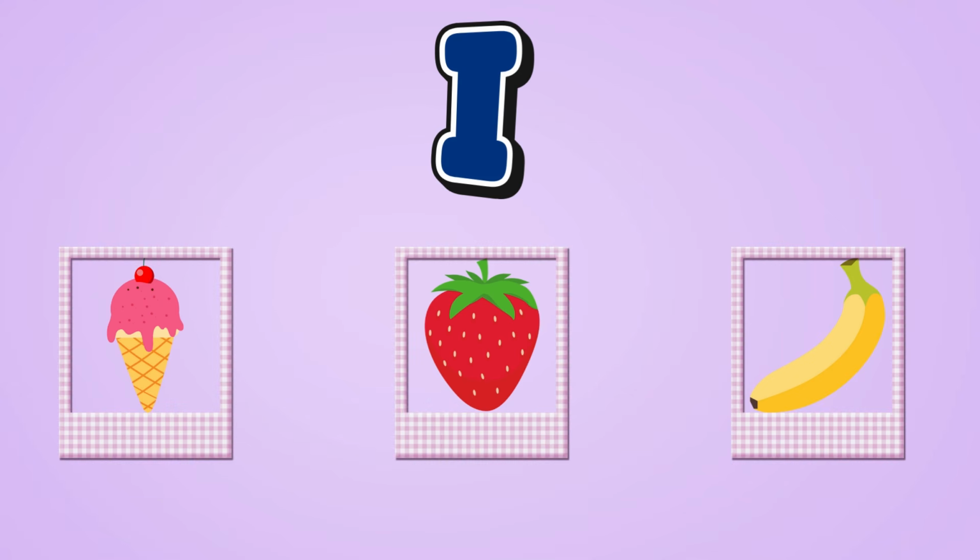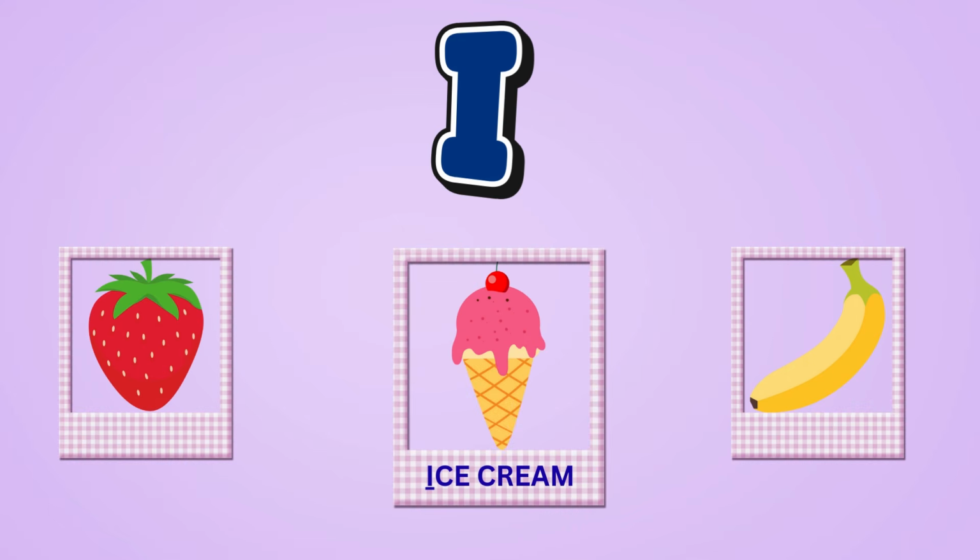Which picture starts with the letter I? Ice cream, strawberry, banana. That's right, I as in ice cream.